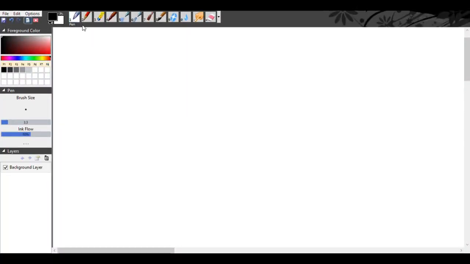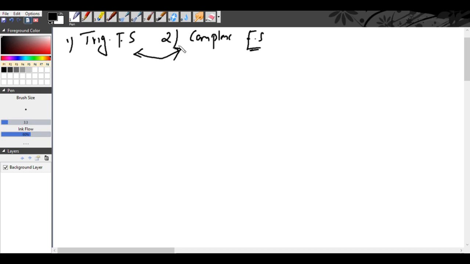Yesterday, we started module 3 by doing two problems, two different types of problems. One is by using the trigonometric Fourier series expansion, and another one is the complex Fourier series expansion. I told you both are the same. Both the equations mean the same, and you can use both the methods.